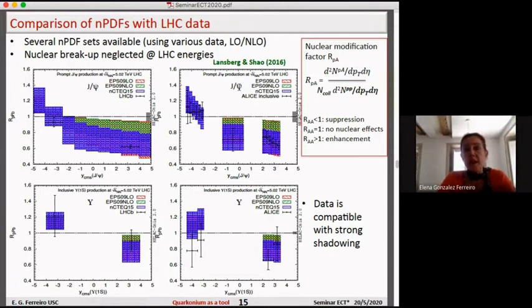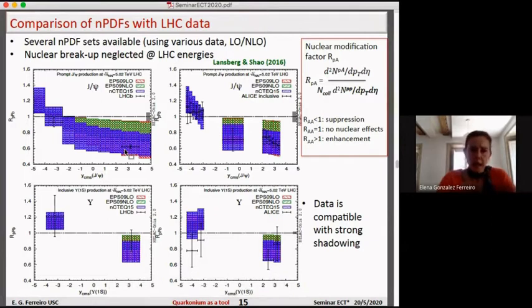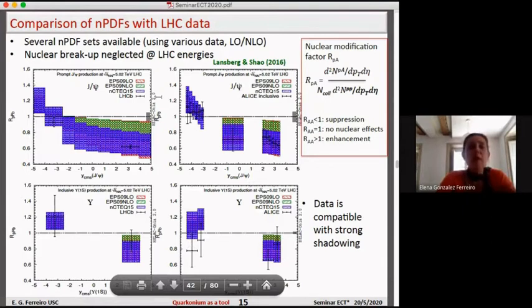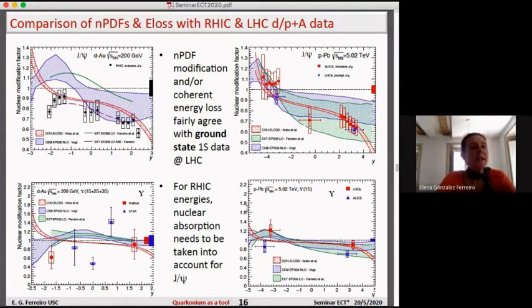If this ratio is lower than 1, as it is shown here by the shadowing, that means that you have a suppression. The data is compatible with the strong shadowing in the forward rapidity region, and in the backward region sometimes you have some problems, as here for the upsilon, and this is at LHC energies. The exercise can be done at lower energies, as here, where you need, in this case, to apply other effects for the charmonium. This is deuteron-gold data at 200 GeV.